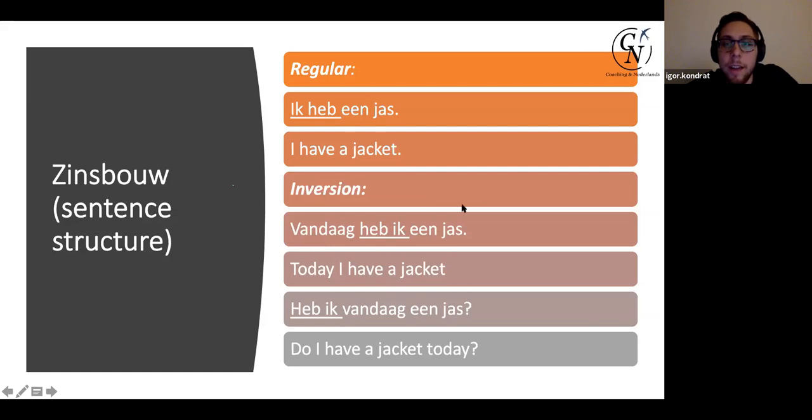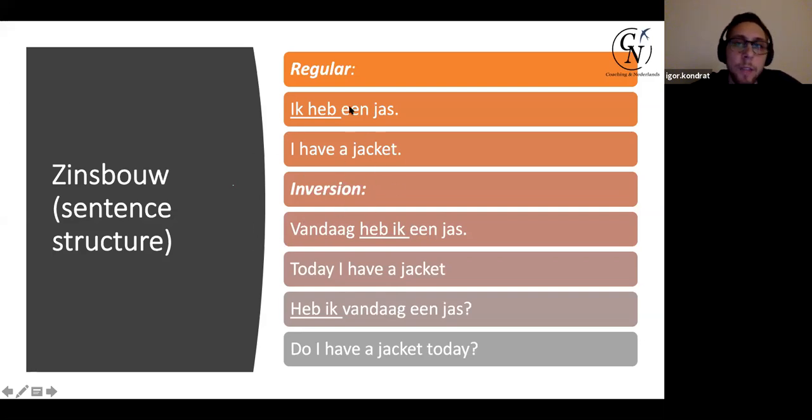So now we have vandaag heb ik een jas. Today I have a jacket. So here we have an inversion, right? Because in regular we have ik heb. Now we have heb ik. Vandaag heb ik een jas. So it's now different. Heb is in front of the ik because we have the time. It can be the same with nu. Nu heb ik een jas. Now I have a jacket. Or you can say morgen heb ik een jas. Tomorrow I have a jacket.